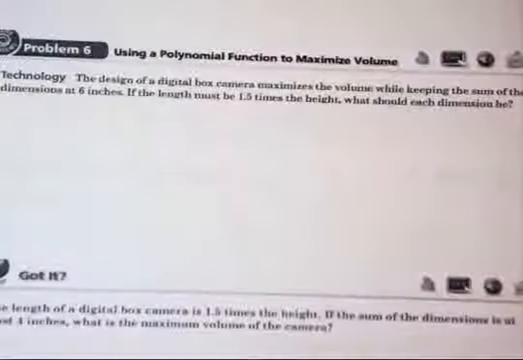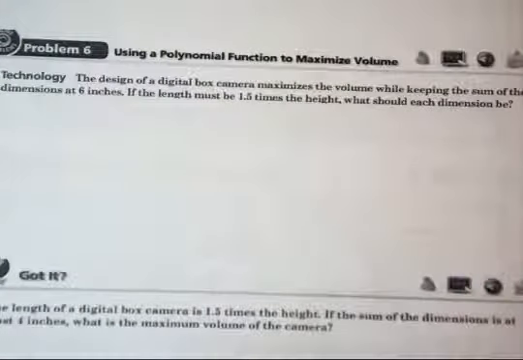We only have one more problem to do because we're going to do the rest together in class. And that is problem 6. And we want to maximize volume on problem 6. Alright. The design of a digital box camera minimizes the volume while keeping the sum of the dimensions at 6. If the length must be 1.5 times the height, what should each dimension be?